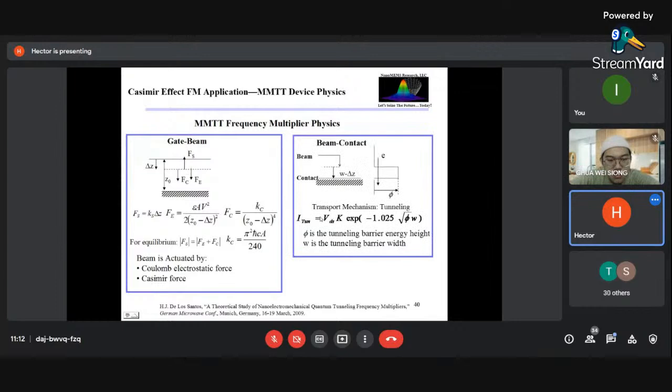The current between the beam and the contact obeys a quantum mechanical tunneling effect in which electrons from the beam tip traverse a potential barrier of height phi and width W, which depends on the distance between the beam and the contact. This is characterized by this expression. Tunneling current equals the drain to source voltage times a constant times e to the minus 1.025 square root of the barrier height times the distance traveled.